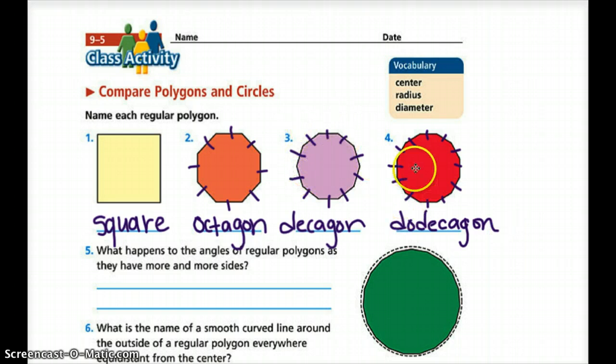All right, so as we add more sides or more angles to these polygons, so as we get from 4 sides to 8 sides to 10 sides to 12, what happens to the angles? So here we have a 90-degree angle, then we have bigger than 90. What do you notice? Well, the angles are getting bigger and bigger.